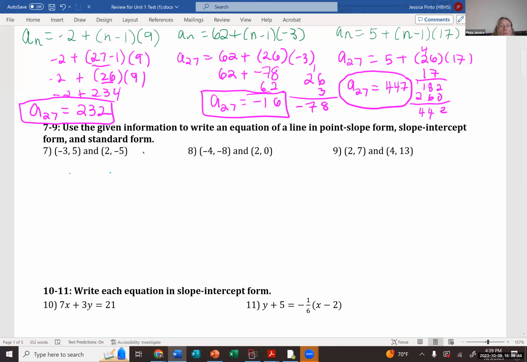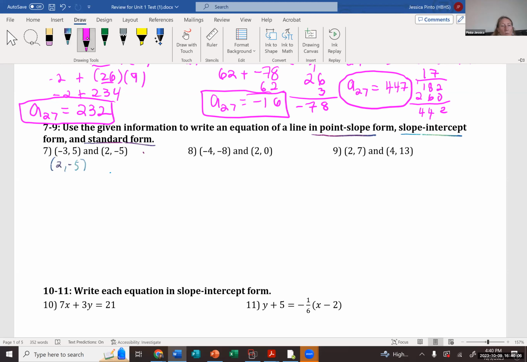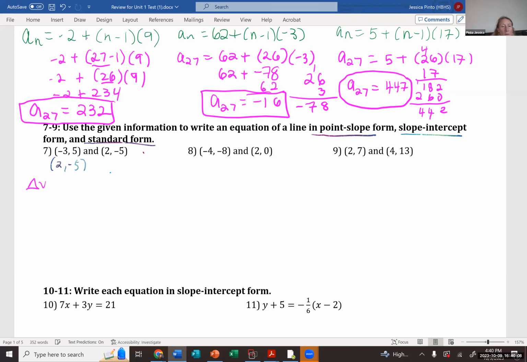Okay, so it says use the given information to write an equation of a line in point slope form, slope intercept form, and standard form. Okay. So first we need to find the slope for all of these. I like to do my slope like this. So I'm writing the ordered pair below, and then I'm going to compare the change in y over the change in x.